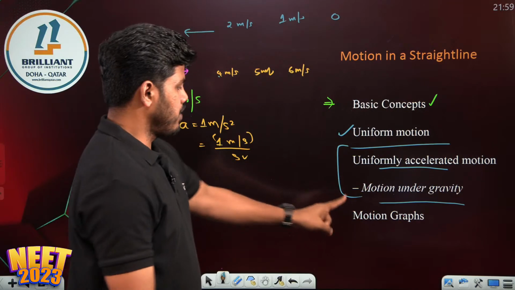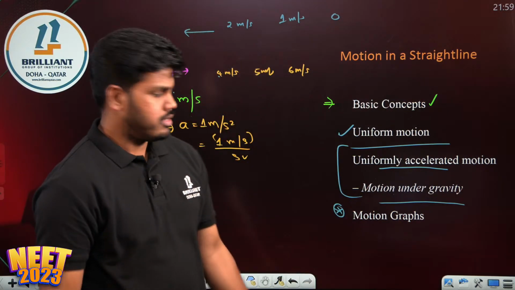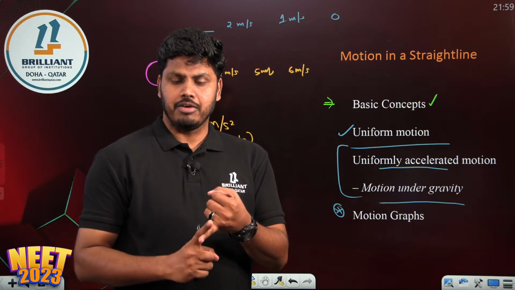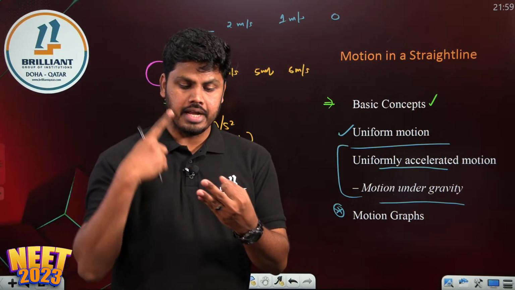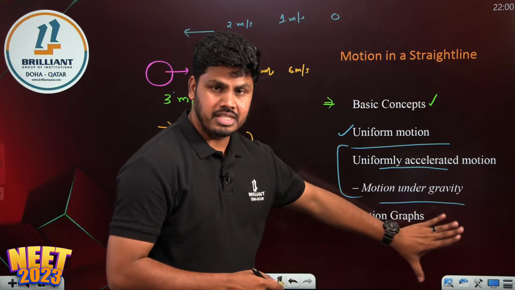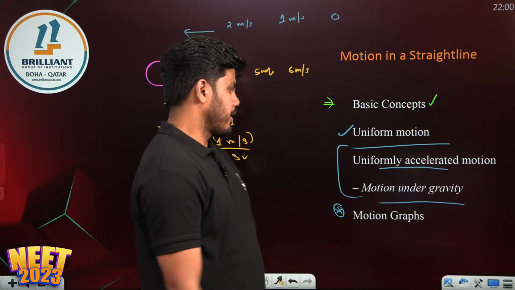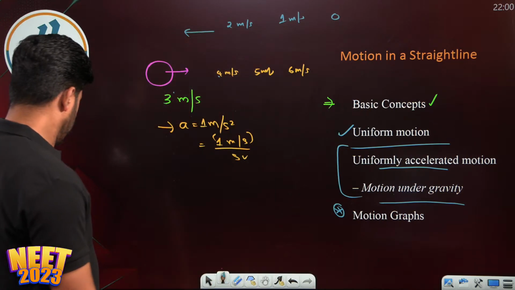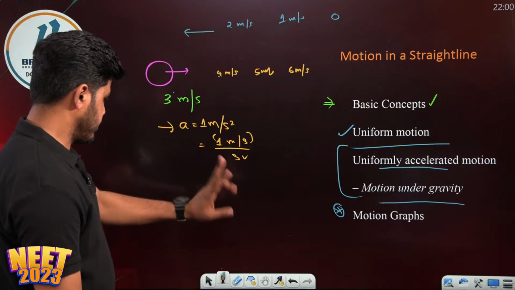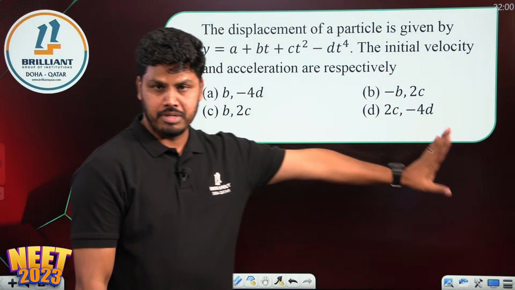Okay, and finally motion graphs. Motion graphs are also very, very important. We have the displacement-time graph, velocity-time graph, and acceleration-time graph. How to find a given quantity from these graphs we will discuss in detail in another session, because we have just 5 more minutes, I think. Yes, so within the time we will do as many questions as we can.